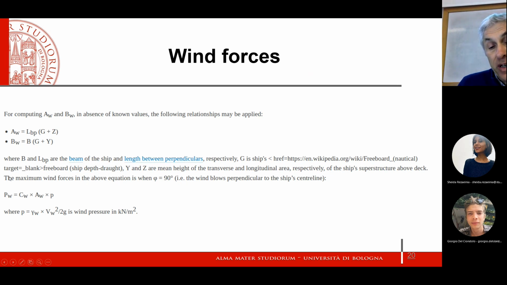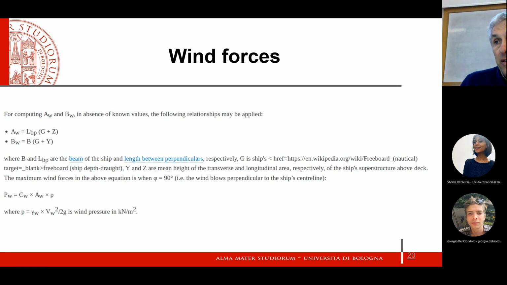Okay, good. So when should we expect the max wind force? And then I'll make the break shortly. When phi is 90 degrees and the wind blows perpendicular to the ship center line. In this case, the formula reduces to PW, given by CW times AW, side area, times P, where P is the wind pressure. Okay, wind pressure, which is equivalent to gamma W times the velocity of the wind squared divided by 2g. Good.